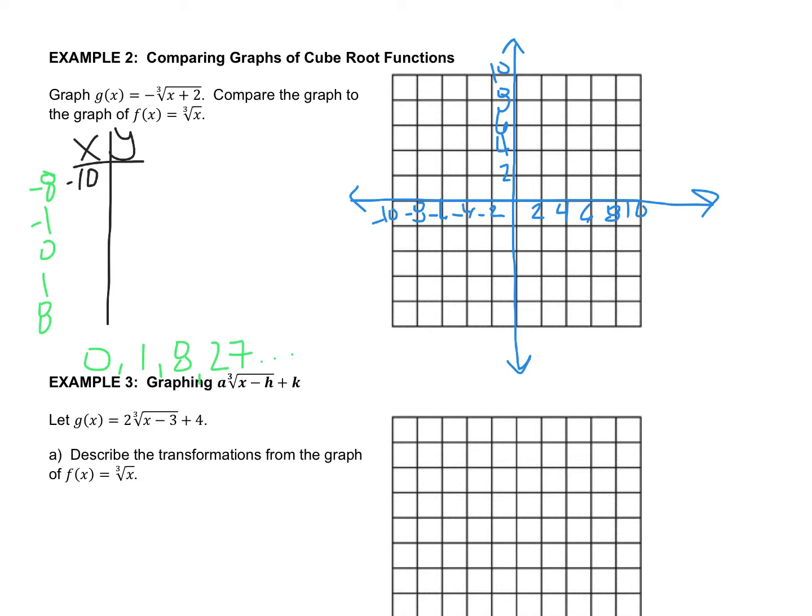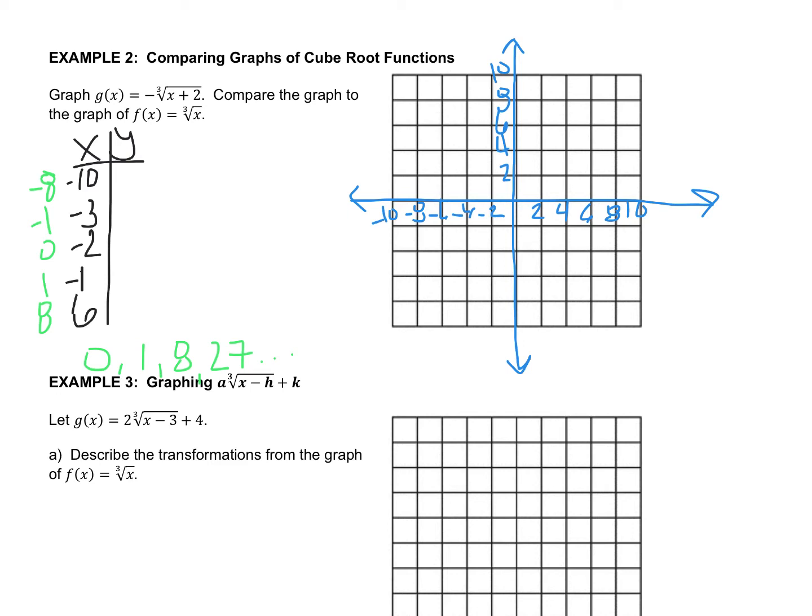Then the next one is a -1. Well, what plus 2 gives me -1? -3. So that's the x that I want to go in. -2 plus 2 gives me the 0. -1 plus 2 gives me the 1. And 6 plus 2 gives me the 8.